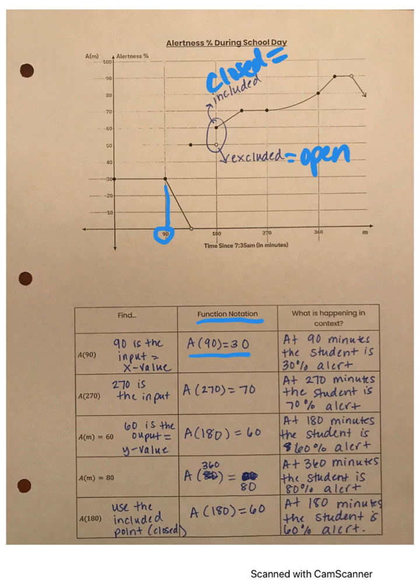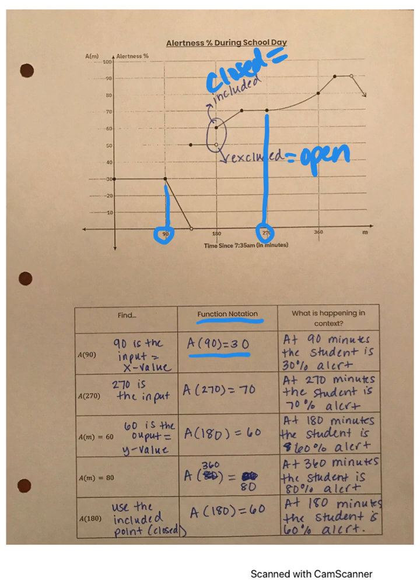The next one, A of 270. 270 is the input, so once again, we're looking on the x-axis for 270. We'll follow it up to the graph. That has a y value of 70, so that means the student is 70% alert 270 minutes into their school day.